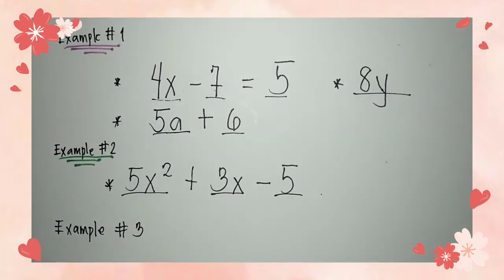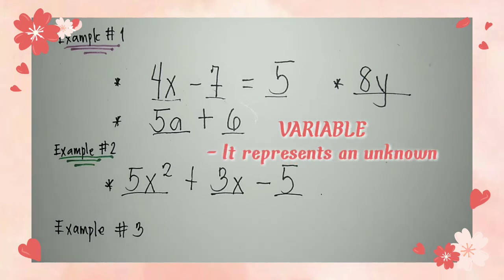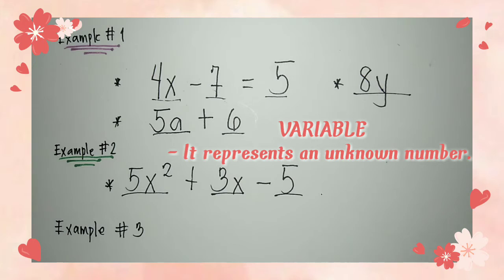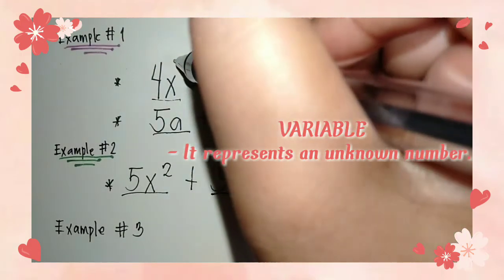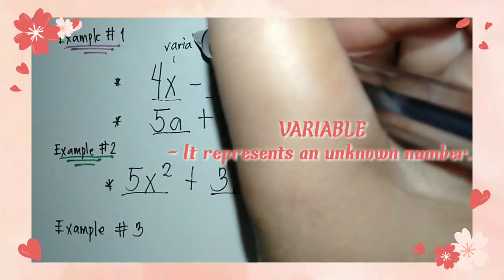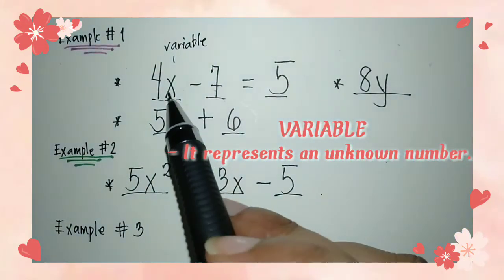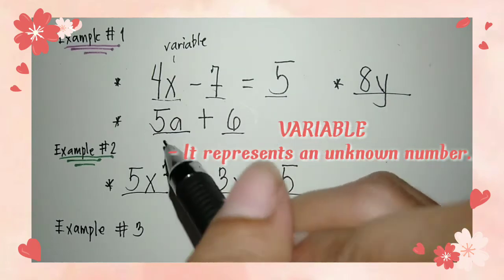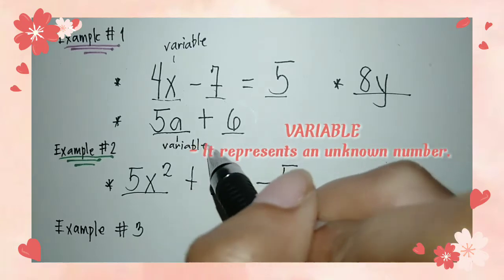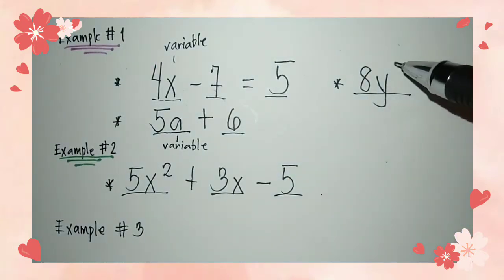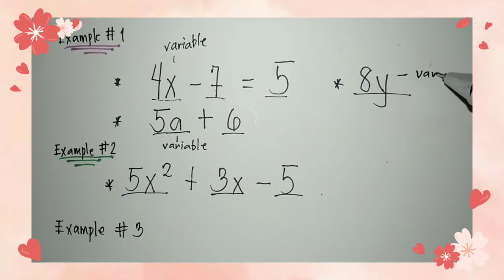So, for the next symbol, we have a variable. A variable is a symbol that represent an unknown number. So, when we say variable, sila naman yung mga letters na ginagamit in an algebraic expression. Like, algebraic equation na to. So, ang ating variable dito is itong x. Siya lang yung letter dyan eh. So, siya yung variable natin. Okay? Dito naman sa 5a plus 6, si a ang ating variable. Siya lang yung letter doon. Okay? And dito naman sa 8y, of course, ang ating variable ay si y. Alright? Yan. Variable is y.